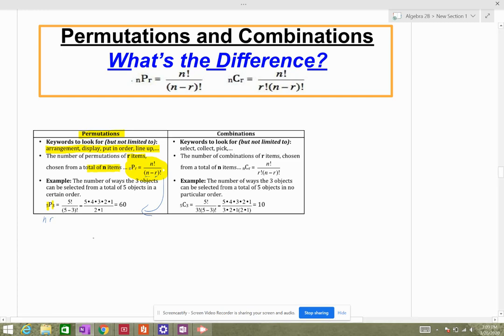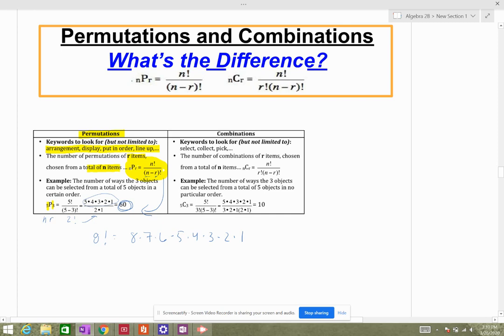So let's say I had 8 factorial. 8 factorial would be like doing 8 times 7 times 6 times 5 times 4 times 3 times 2 times 1. Okay, so 5 factorial is 5 times 4 times 3 times 2 times 1. 5 minus 3 is just 2 factorial, so that's where 2 times 1 came in. And when I simplify that, I get a total of 60.